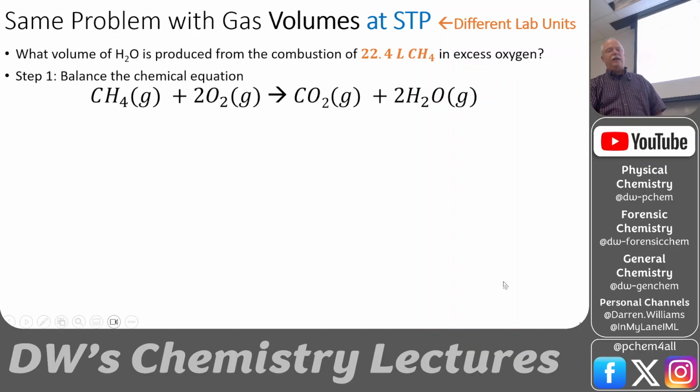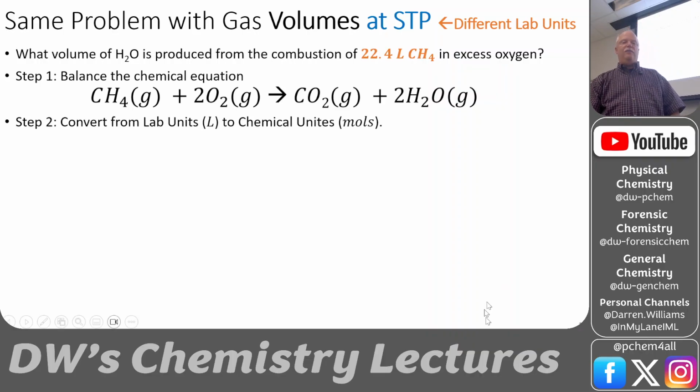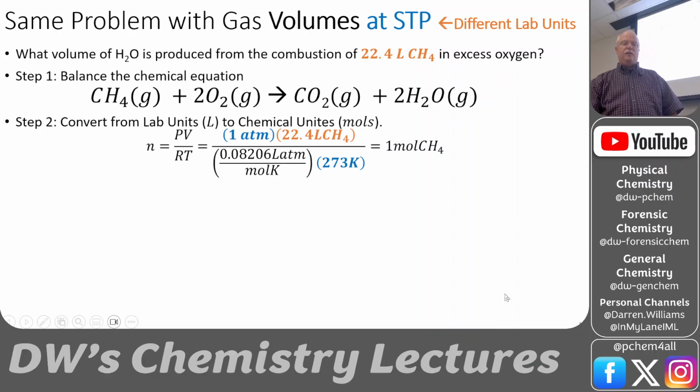And so we balance the equation. We did that. And then convert from lab units to chemical units. And so here's our ideal gas law. We want to get out of liters and get into number of moles. So STP, it's in blue, and so here's our blue units, 273 Kelvin and 1 atmosphere. We could include the 0.15, but we've got 3 sig figs here and the 22.4, and so we could use the 273 and that would be fine.